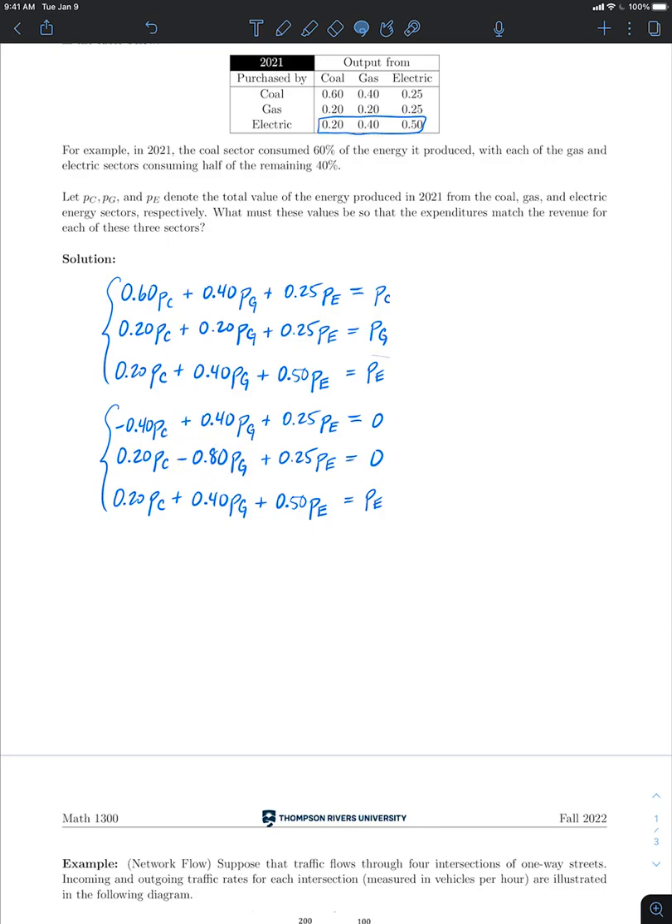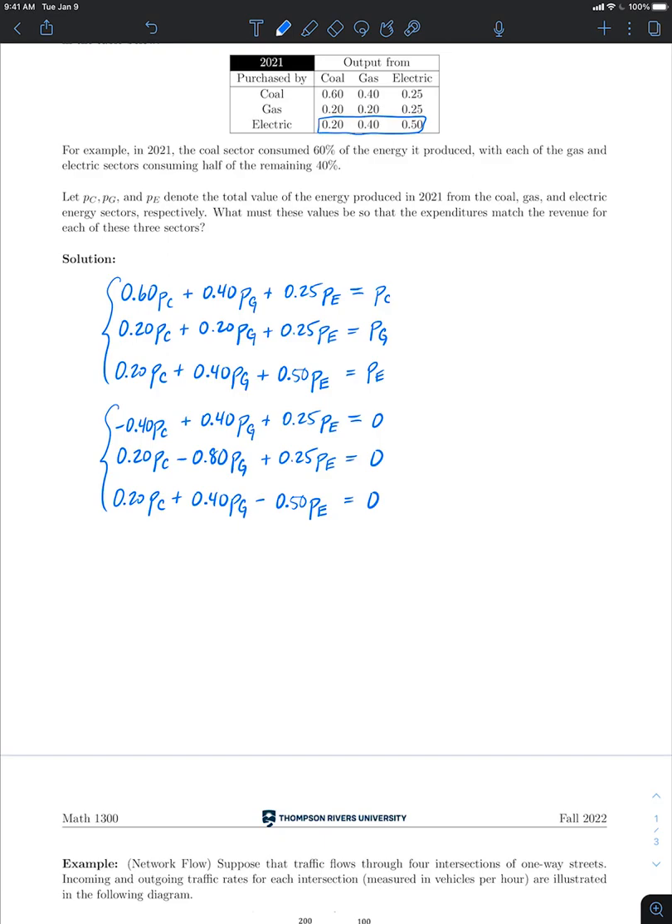Okay, on the last equation now, though, we'll subtract P sub E from both sides. So what's that going to result in? Well, if I subtract P sub E from the right-hand side, I'll just have a 0. If I subtract P sub E from the left-hand side, I'll subtract it from this term specifically. So I'm really just going to change the positive 0.5 P sub E to negative 0.5 P sub E.